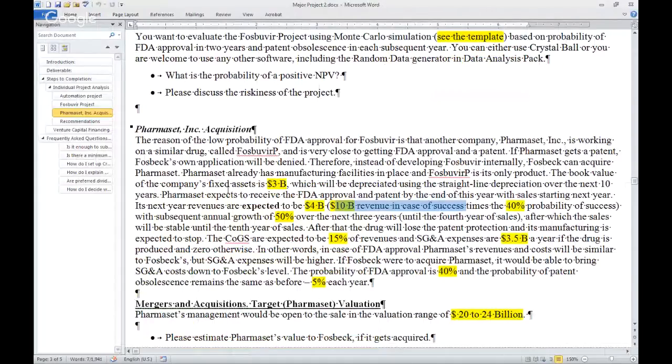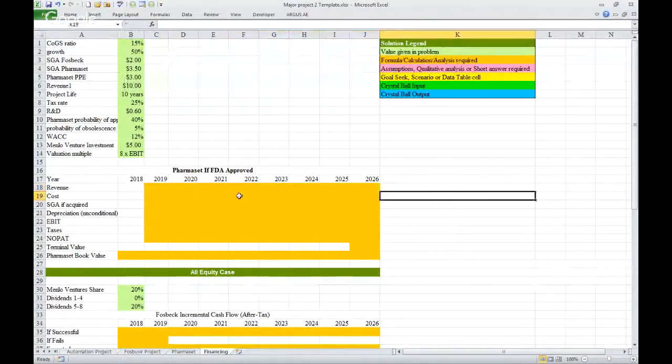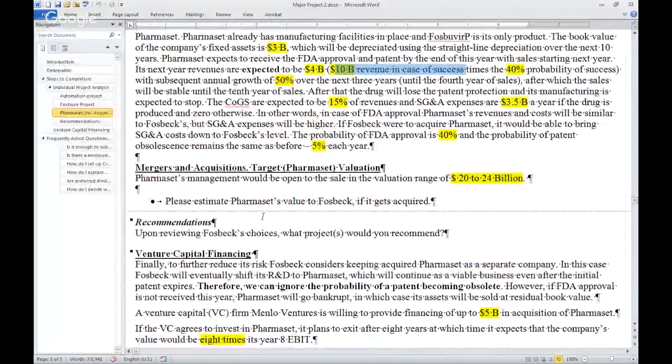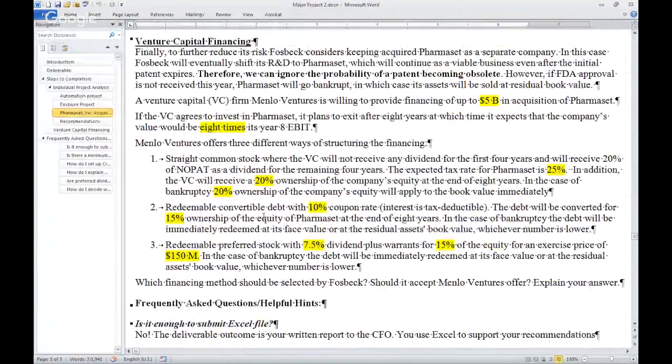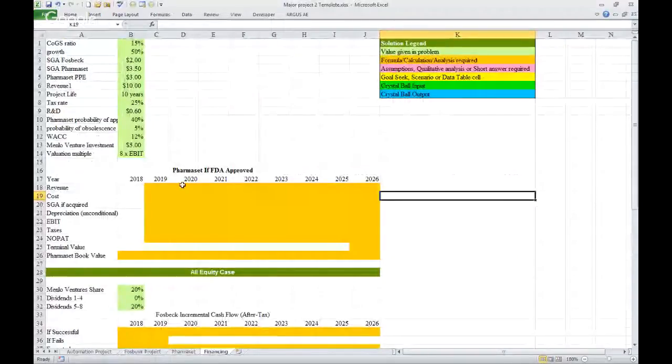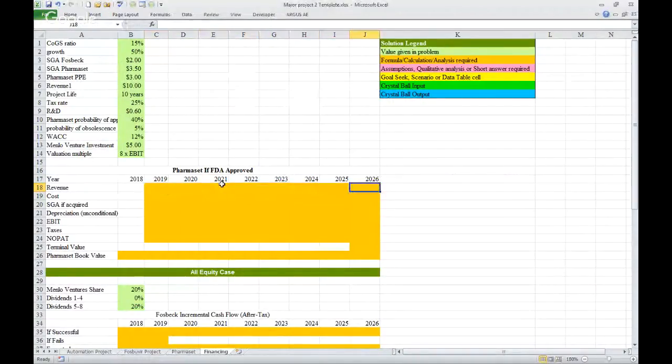And after that, it will be growing at 50% per year until the 4th year of sales. So 50% growth, 50% growth, 50% growth. And after that, it will be stable. I think the case also mentions that when you will be modeling this, for simplicity, if you don't want to take into account the probability of the project getting obsolete, you can ignore it. So that would be simply then 10 billion growing at 50% and then remaining constant.